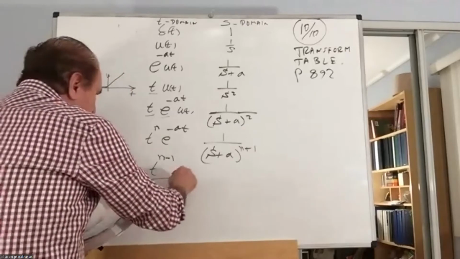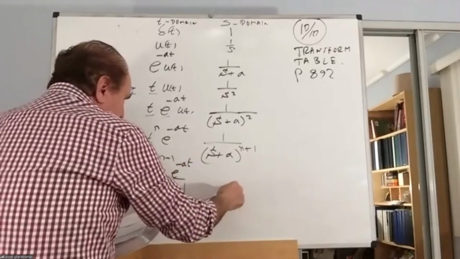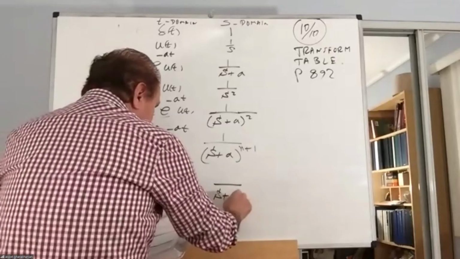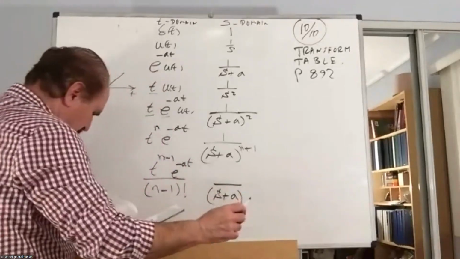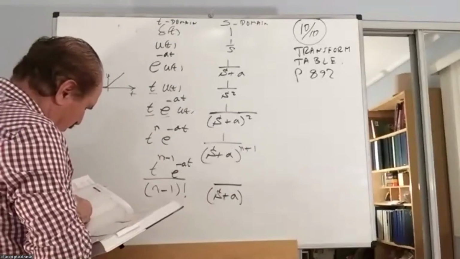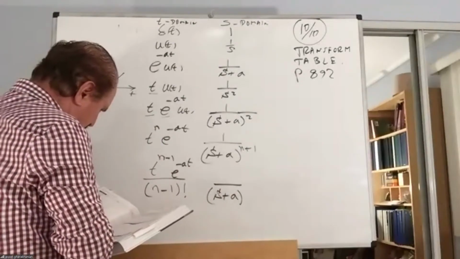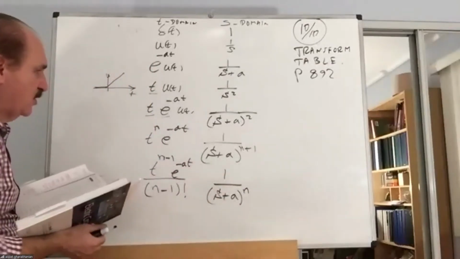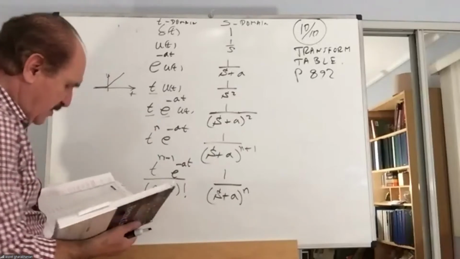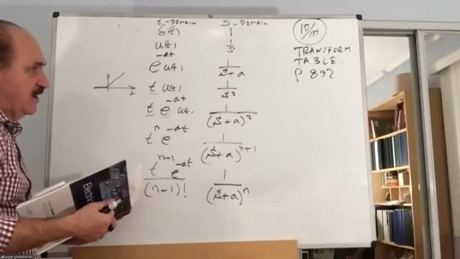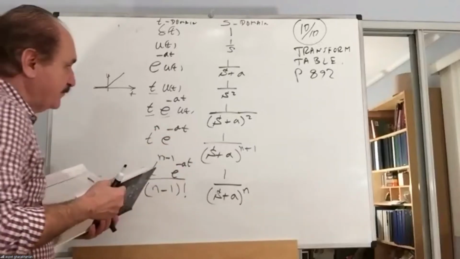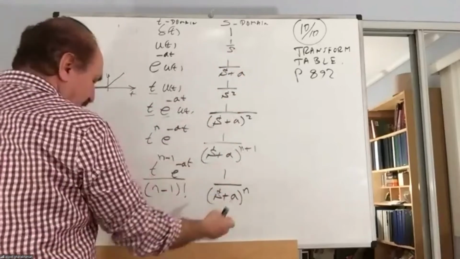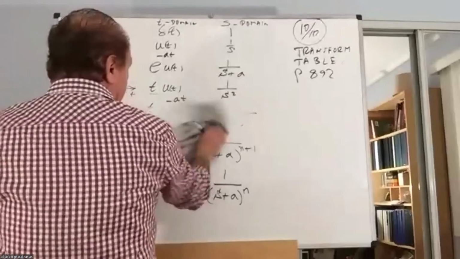times e to the power minus at, the answer to that would be equal to 1 over s plus a to the power n. It will go 1 over s plus a to the power n. So in this manner, we will get a different function. One important thing, if you notice, they are all real. The poles are real, sometimes multiple. The one which is significant is the complex.